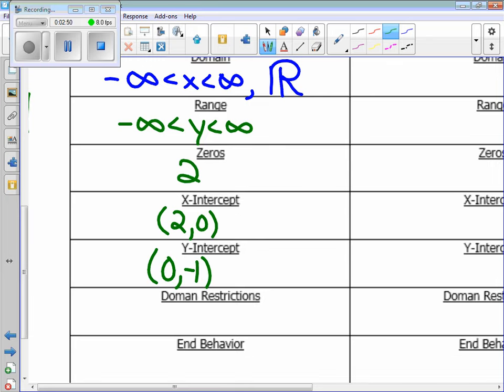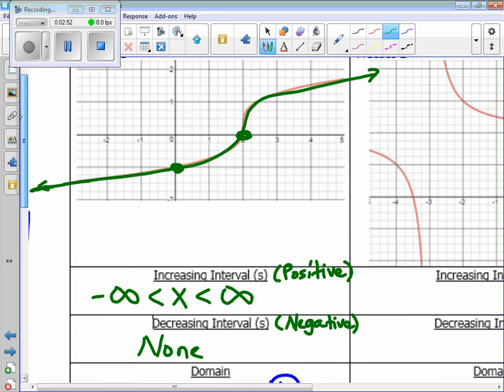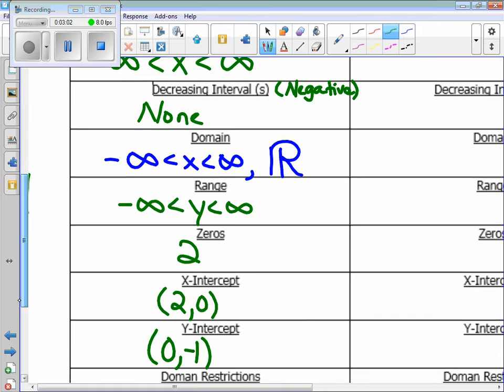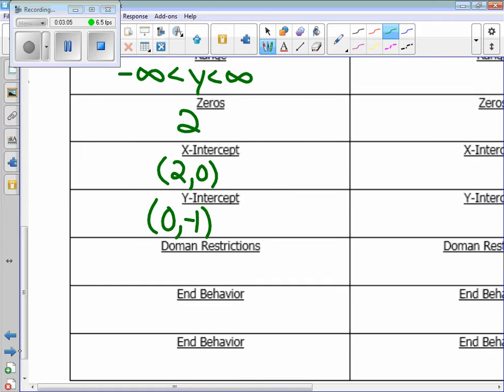The domain restrictions. Domain restrictions mean, does the graph have a break in it somewhere? In this case, it's continuous. If you could draw the whole graph without lifting your pen or pencil, then it has no domain restrictions. If you draw your graph and you have to lift your pen or pencil to draw the graph, then it has a domain restriction.